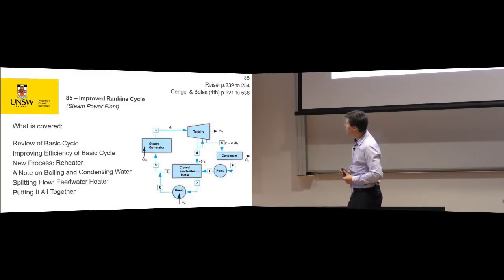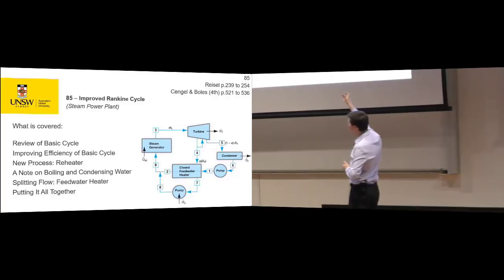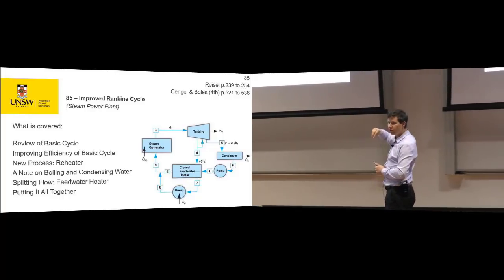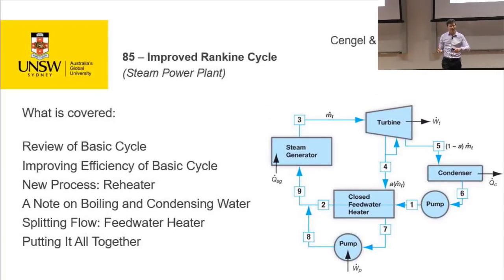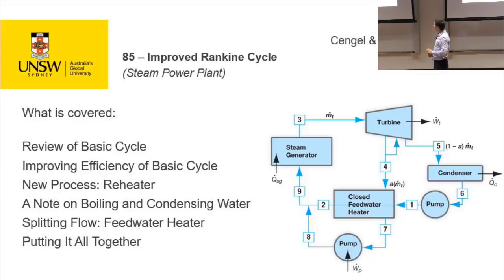So first of all, I just want to re-mention the basic cycle. I want to talk about what we can do to improve the efficiency of just the basic cycle. So without adding any more components, what are some of the things we can do to get a better thermal efficiency? And then reintroduce, okay, well, what if we reheat the fluid? And we look at the reheaters in the Brayton cycle. And then what if we split the flow?